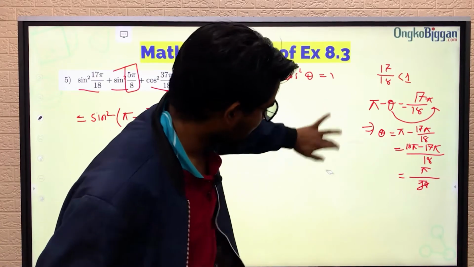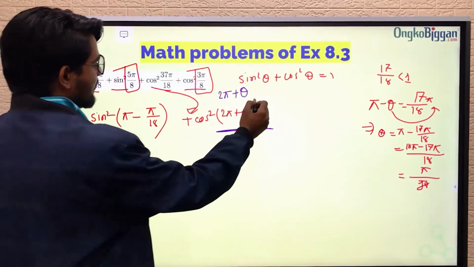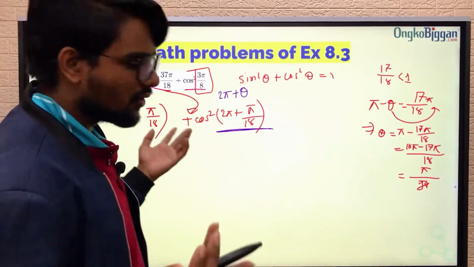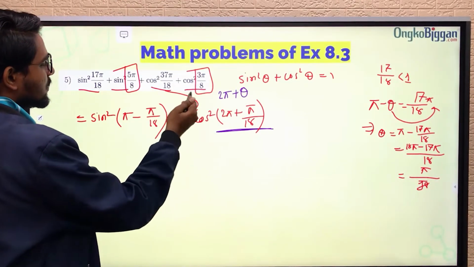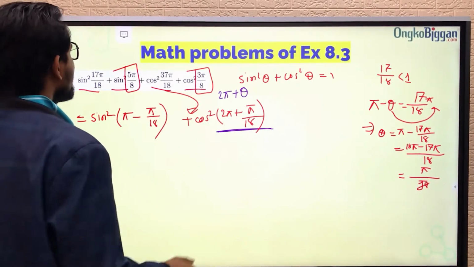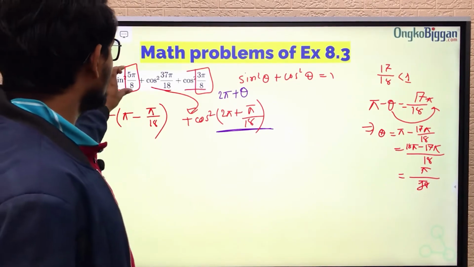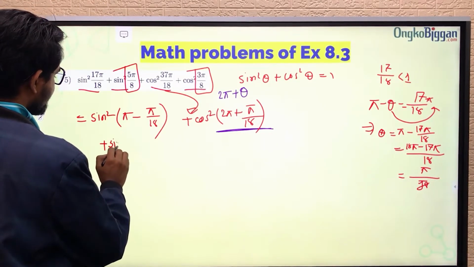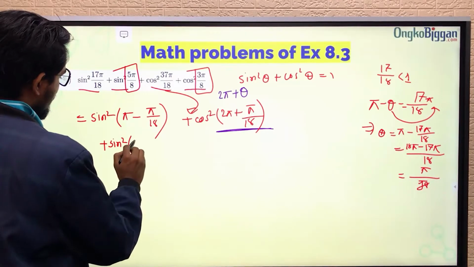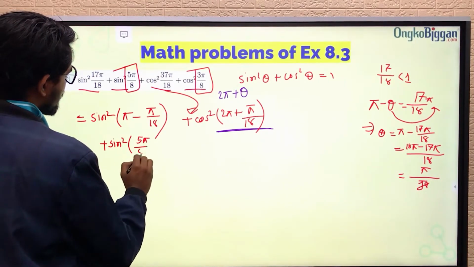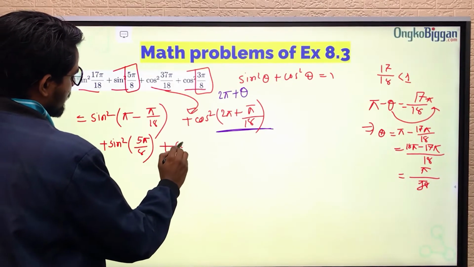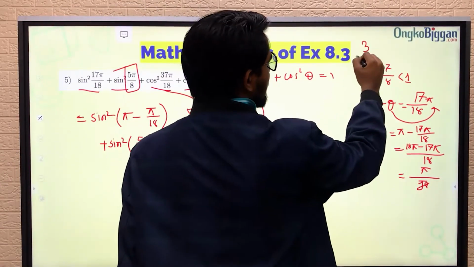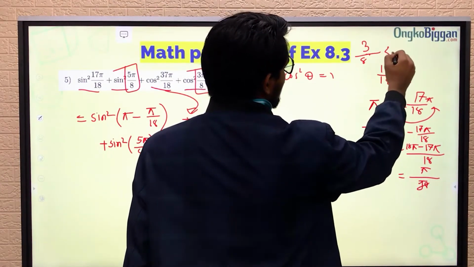I've already shown you this, but I was breaking up everything and showing you so that you don't get confused. So I have written the cos square 37 pi by 18 into this value. Now I'm going to convert any of this value into this value or vice versa. So for that I'm going to write sine square 5 pi by 8. I'm not going to change 5 pi by 8, but I'm going to change the 3 pi by 8, and I have already shown you that 3 pi by 8 is smaller than 1.